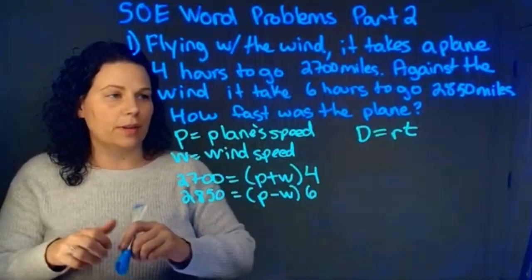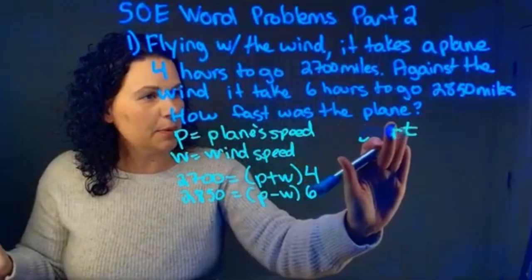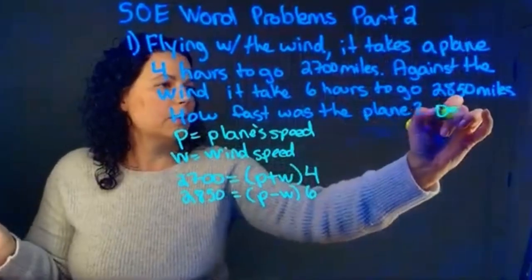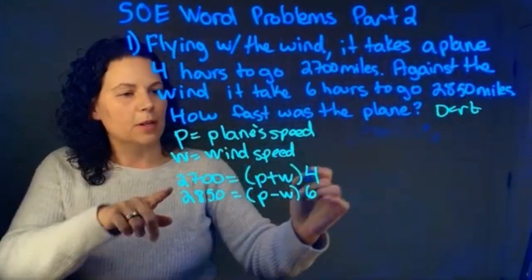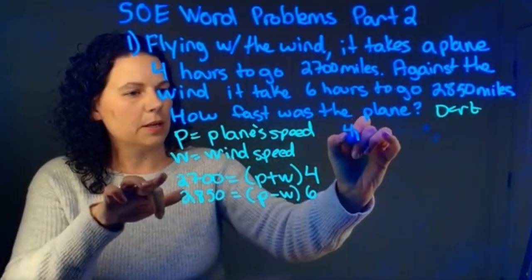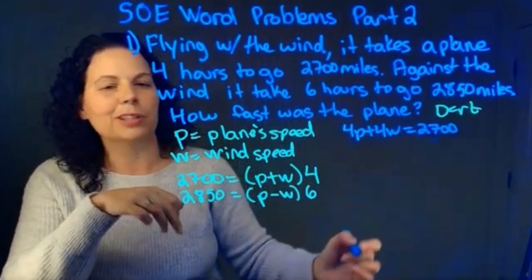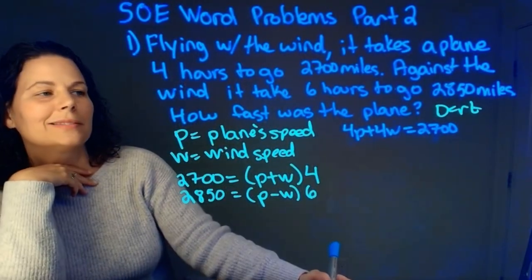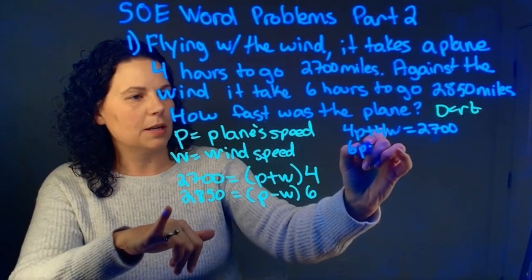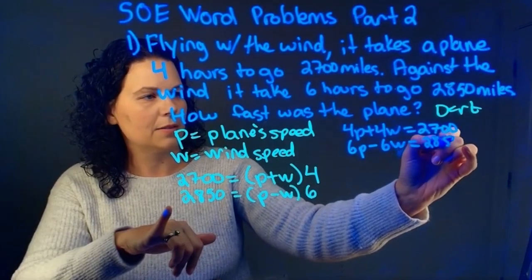So now let's solve this. We are going to distribute. Let me rewrite D equals, we know distance equals rate times time. I'm trying to get that out of the way. There we go. Okay. So I'm going to multiply these up here. 4P plus 4W equals 2700. I just rearranged it so it looks like the order that we like it. We like to have the constant over there by itself. Now let's do this one. 6P minus 6W equals 2850.